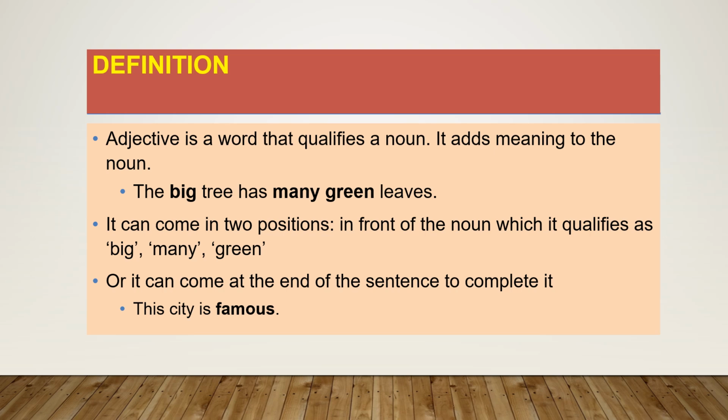There is another word, compliment, that means to say something good about a person. But here complement means to complete. So this city is famous. If you say this city is, the sentence is incomplete. So you can say this city is Delhi or this city is Hyderabad. That also can be used. A noun can be used there. But you can also use an adjective which acts as the complement.